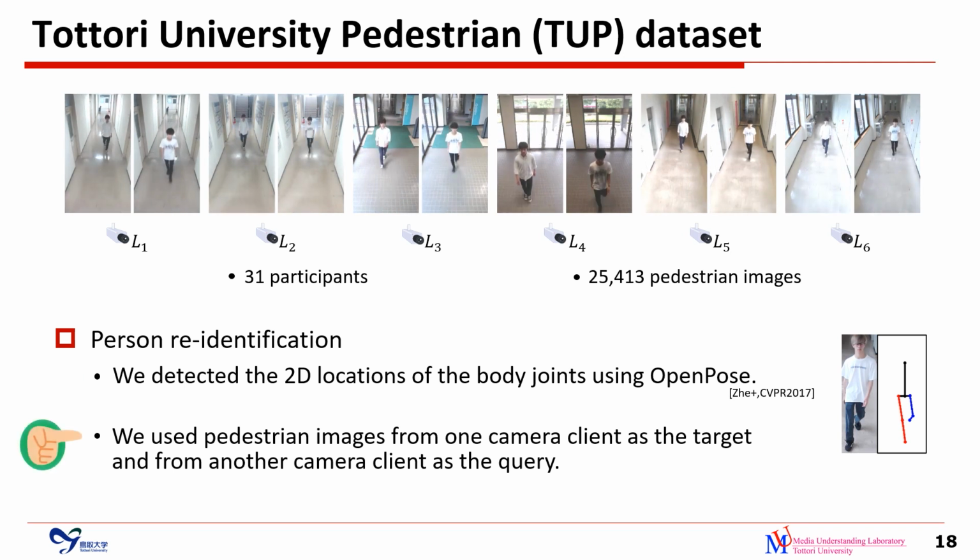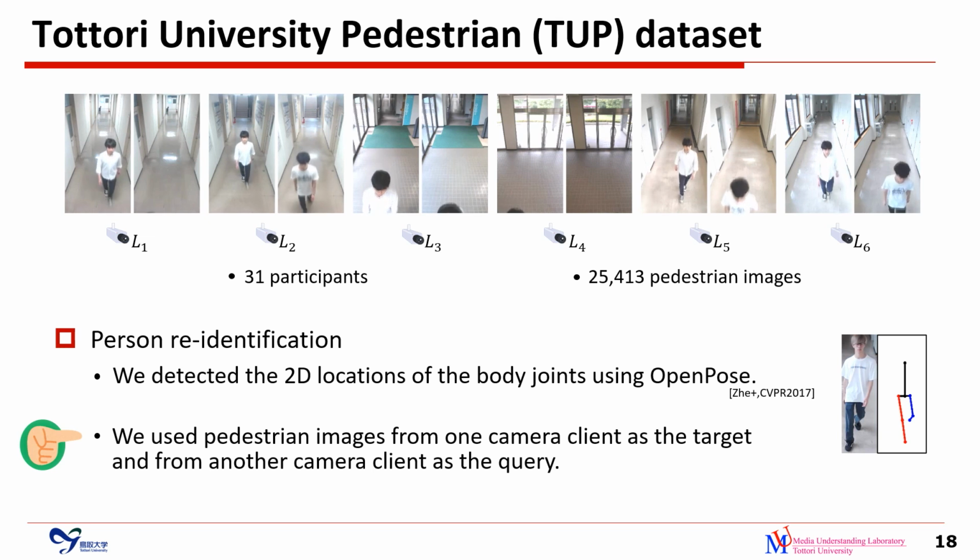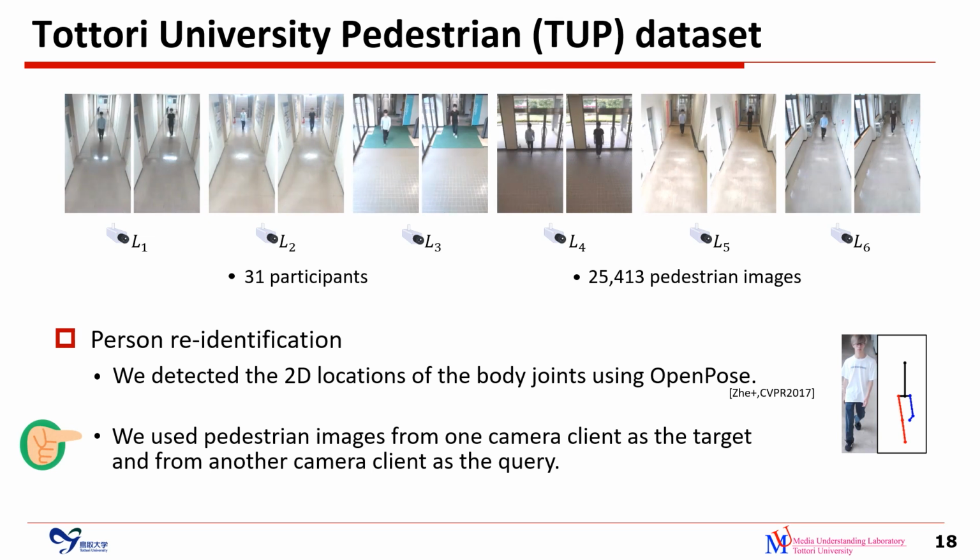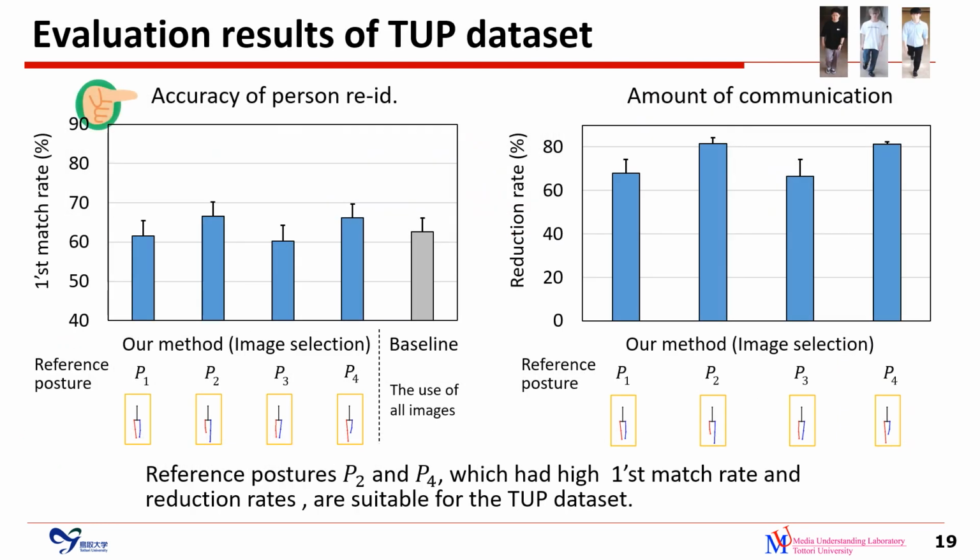We used pedestrian images from one camera client as the target, and pedestrian images from another camera client as the query. We used the first match rate to evaluate the accuracy of person identification, and the reduction rate to evaluate the amount of communication.